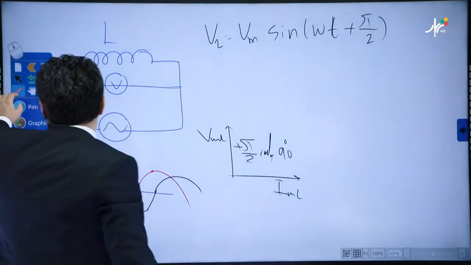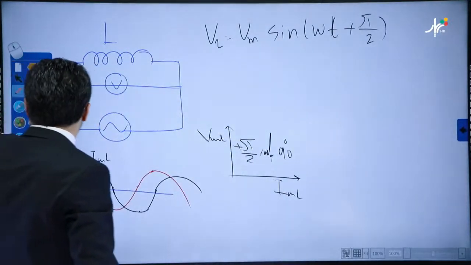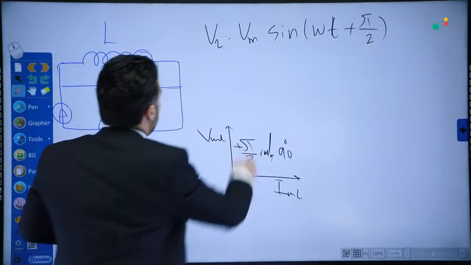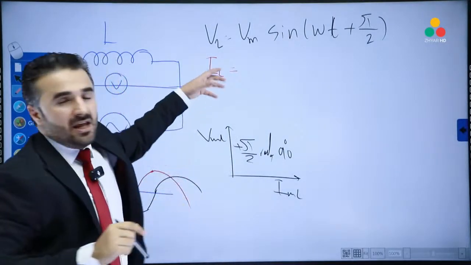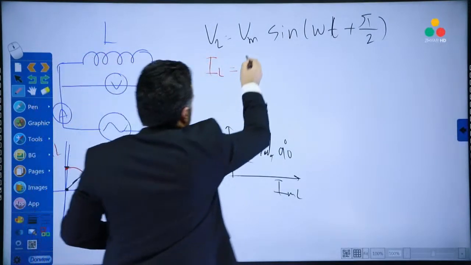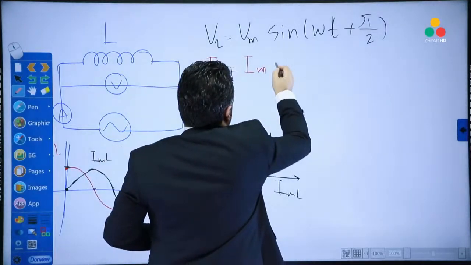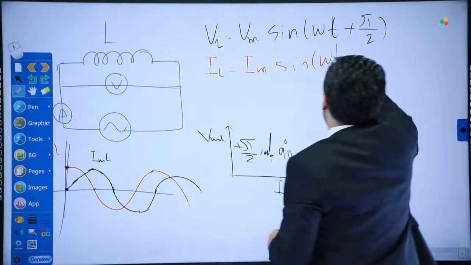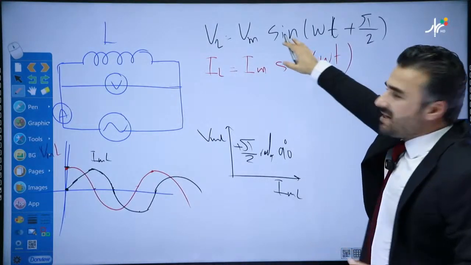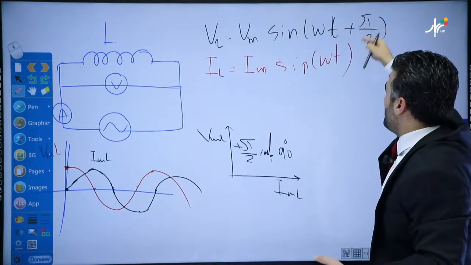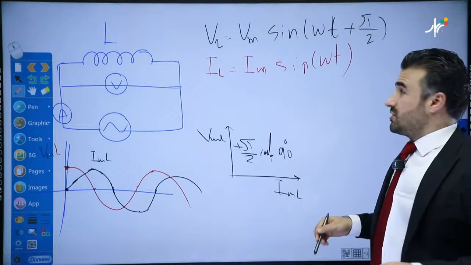What about the current? For the current we can say I instantaneous that passes through the inductor. We can say I maximum sine omega t. Remember this, that is sine omega t. Based on this, we can see that the voltage is leading by pi over 2, or just 90 degrees.